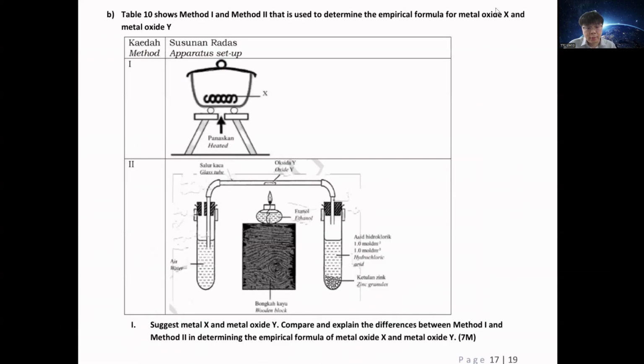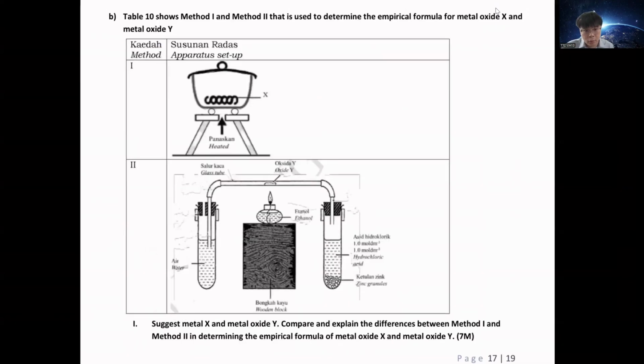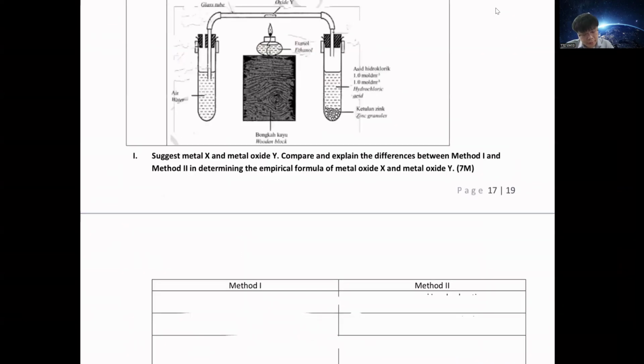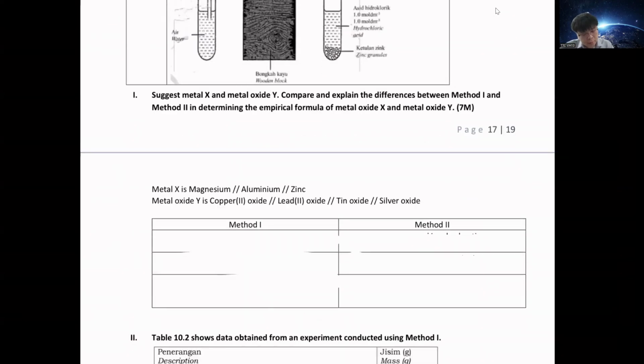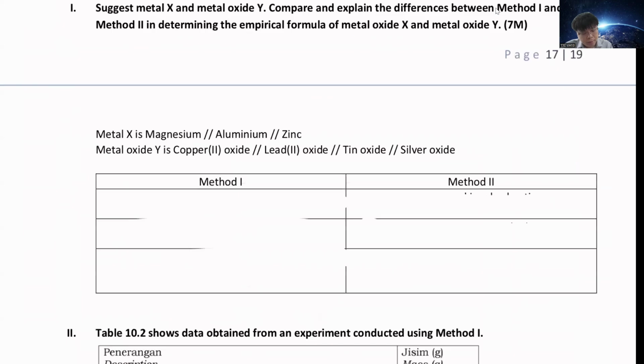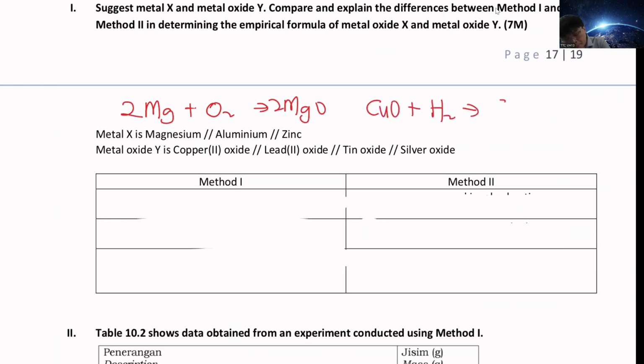Then we refer back to this diagram. Who is X, who is Y? Similar to the first question we did. X will be magnesium, then copper oxide. So for method 1 it is Mg plus O2 become MgO. Method 2 is CuO plus H2 become Cu plus H2O. Okay, so they want you to compare that.